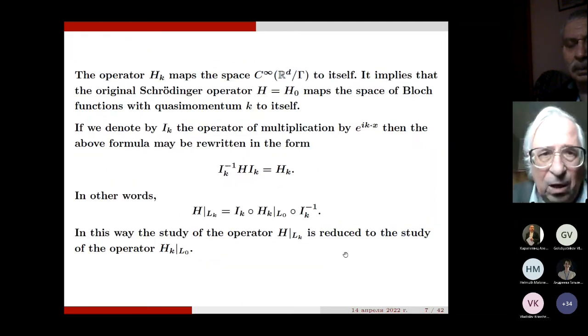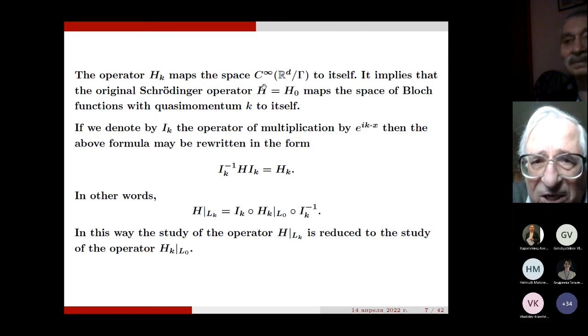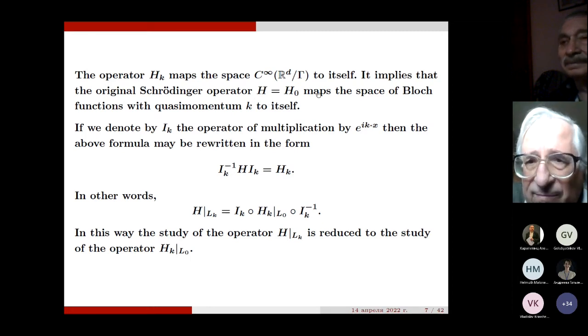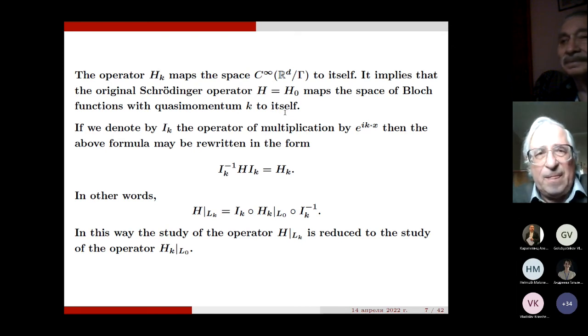What is important is that this operator h sub k maps the space C infinity on the torus to itself. It follows that the original Schrodinger operator H, which is the same as h sub 0, maps the space of Bloch functions with quasi-momentum k to itself.